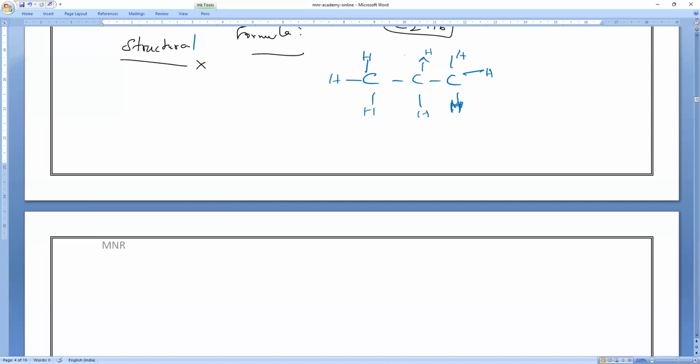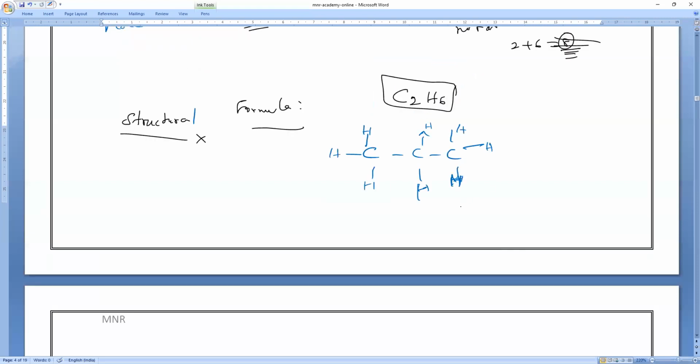Each carbon needs to satisfy how many bonds? Four bonds. Each carbon has to satisfy four bonds. But this is not ethane. What is this actually? This is wrong. It has three carbons, so it is propane. Propane.